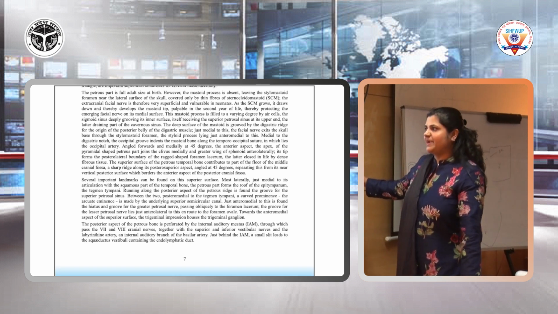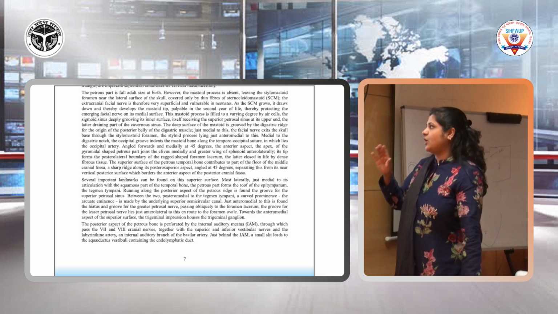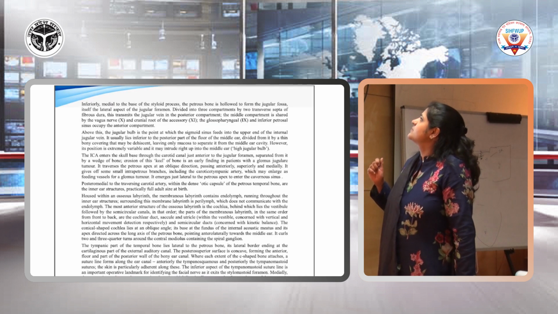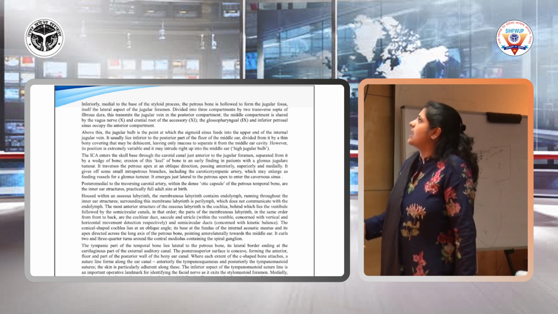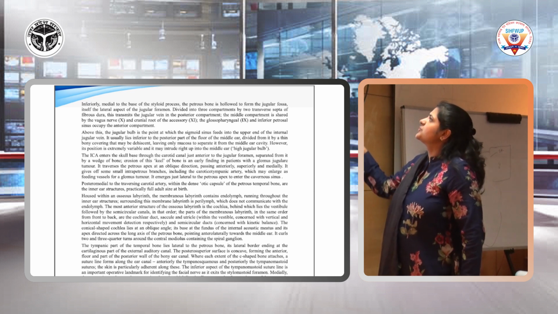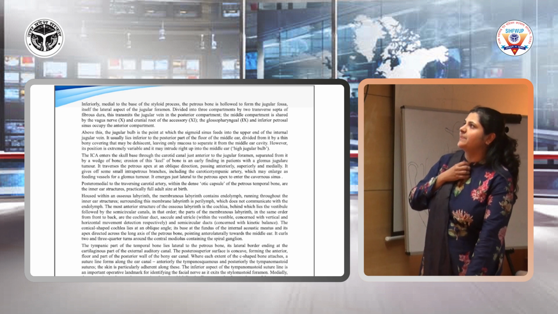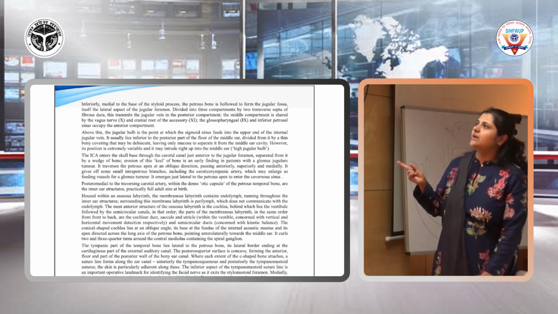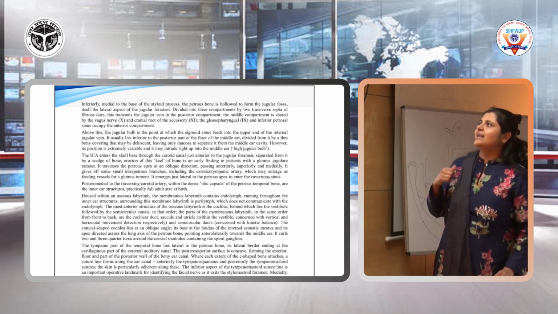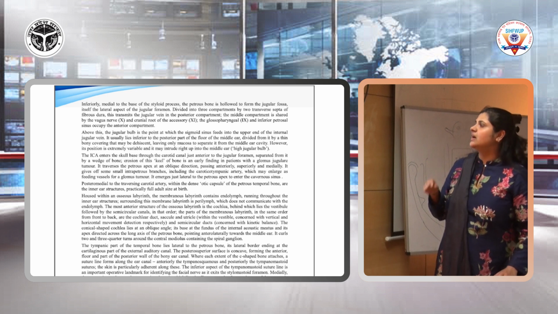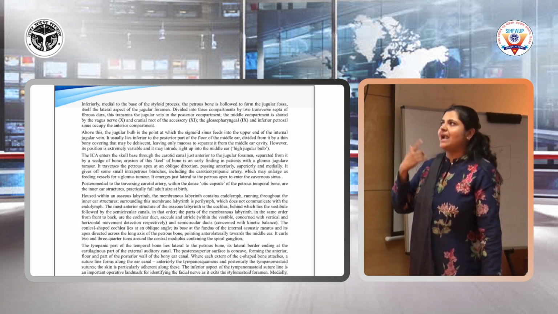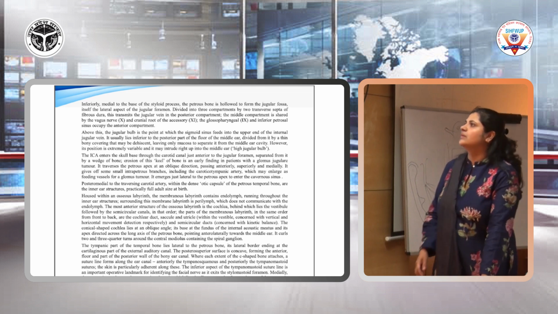The posterior aspect of the petrous bone is perforated by the internal auditory meatus. Medial to the base of the styloid process, the petrous bone is hollowed to form the jugular fossa, which is divided into 3 compartments by 2 transverse septa of fibrous dura. This transmits the jugular vein in the posterior compartment. The middle compartment is shared by the vagus nerve and the cranial root of the accessory nerve, the 11th nerve. The glossopharyngeal nerve and inferior petrosal sinus occupy the anterior compartment of the jugular fossa.